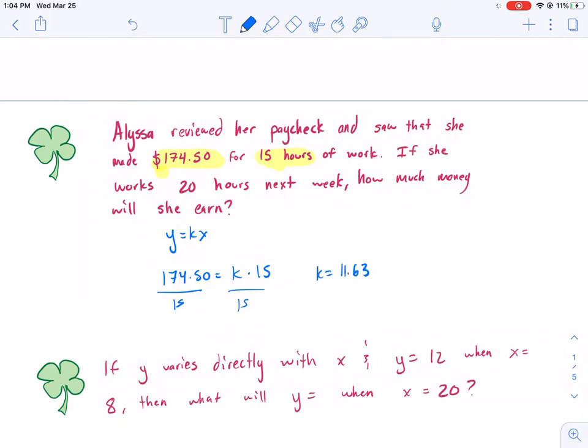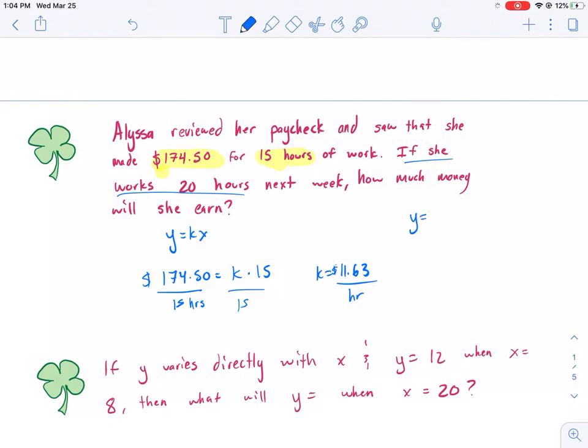Let's put this into the context of the problem. What does this mean? Well, we divided dollars by hours, so this is dollars per hour. So if she works for 20 hours next week, how much money will she earn?